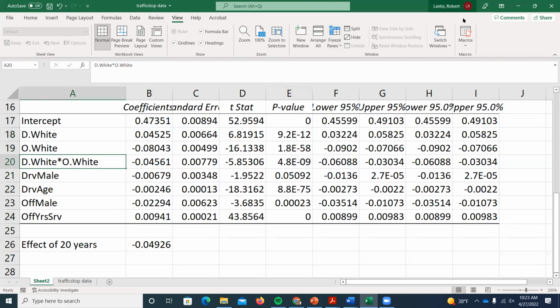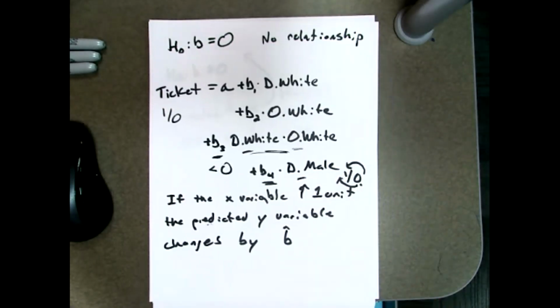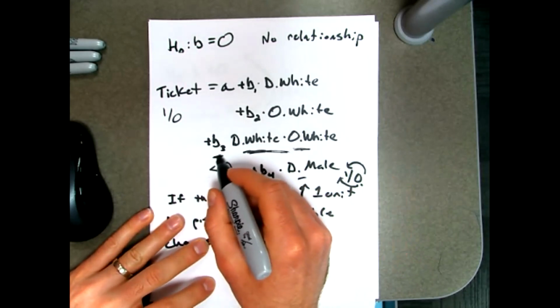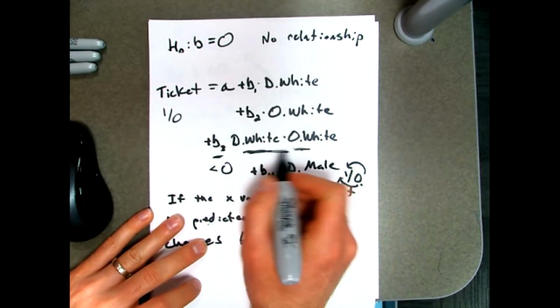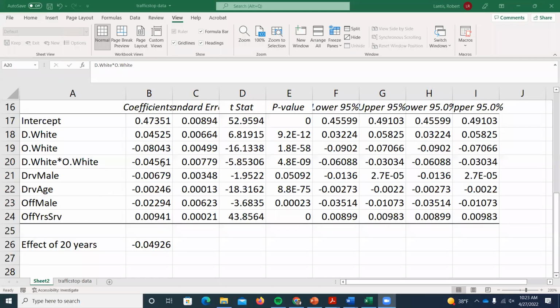Now, the more interesting one, well, I guess they're both interesting. When the officer is white and the driver is also white, what's the change in the predicted probability of ticket issue? This would identify a same race preference, or discrimination. So when the officer is white and the driver is also white, the predicted probability of being issued a ticket goes down by about 0.045. So white officers are less likely to issue tickets to white drivers, holding everything else in this regression constant.